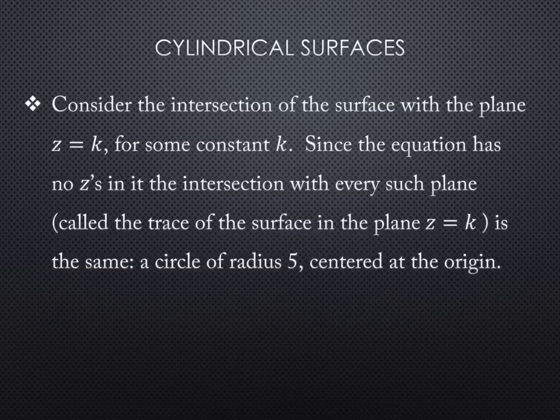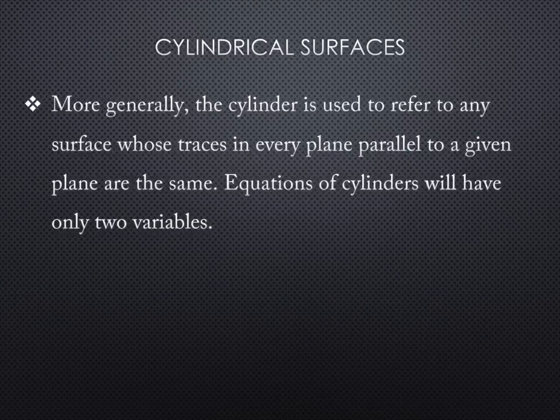So now we're going to generalize some of our vocabulary. More generally, the cylinder is used to refer to any surface whose traces in every plane parallel to the given plane are the same. Equations of cylinders will have only two variables. So very specifically, we talked about it being a right circular cylinder. Right, it's a circle in every plane that's parallel to the xy plane, perpendicular to the z-axis.